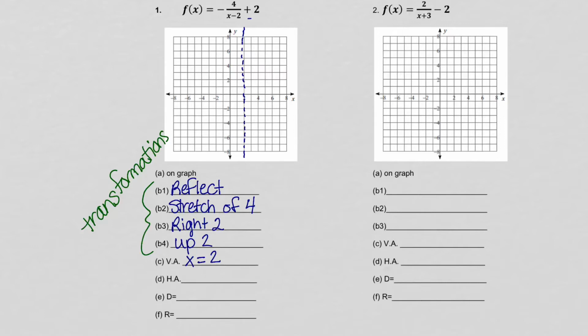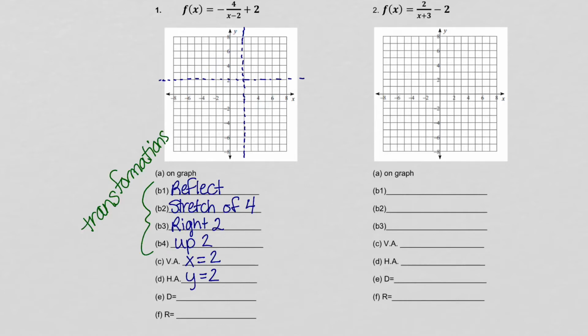The horizontal asymptote, I said I moved up 2. So instead of being the x-axis, it's going to move up 2. So I have y equals 2. Okay, so there's my asymptotes. So I know I'm going to have some graph in here, because it had that reflection.